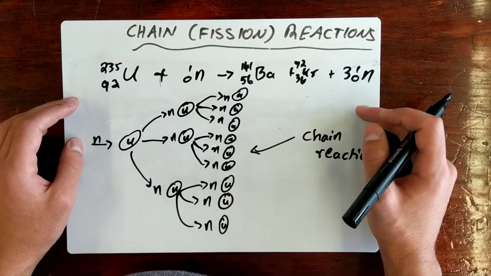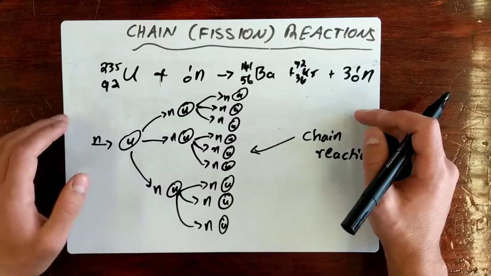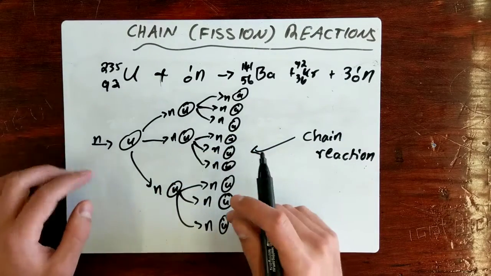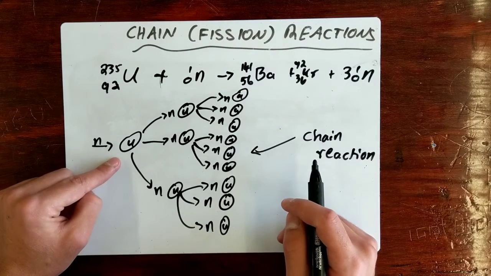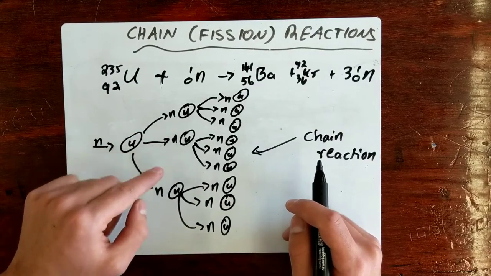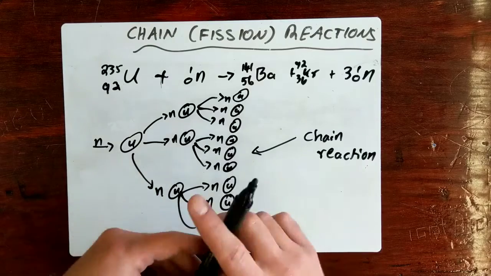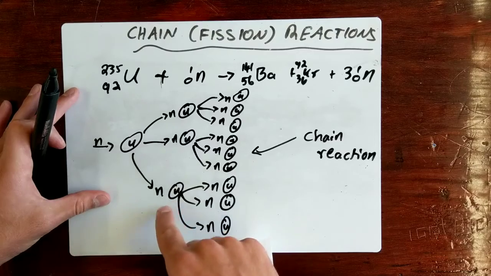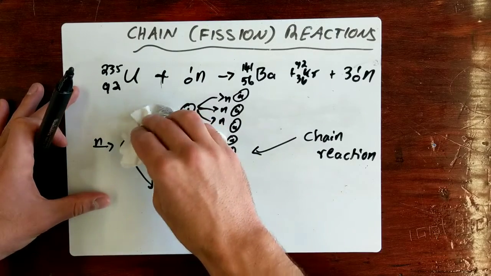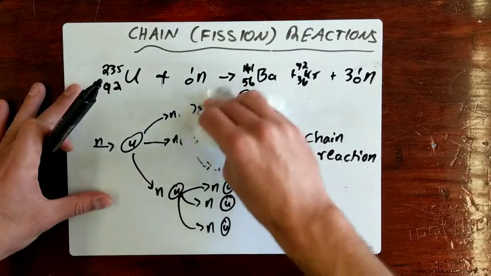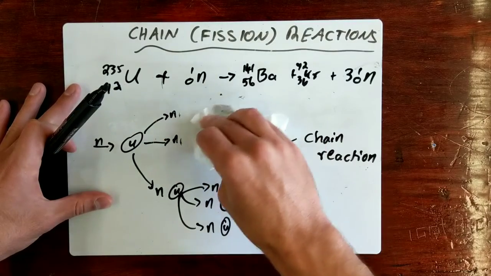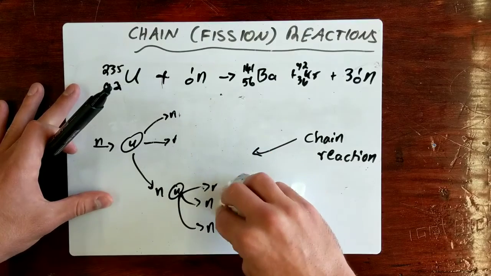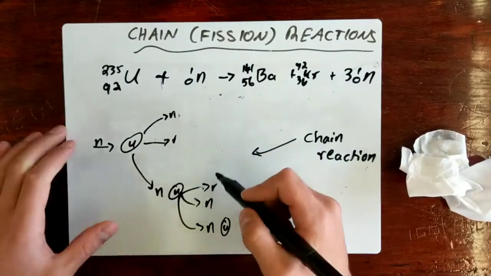On the other hand, if I can somewhat control this reaction, let's say I can make it so that each uranium nucleus, when it releases the 3 neutrons, only one of those neutrons is actually absorbed by a further uranium nucleus, then the chain reaction will look more like this. And it will be a little bit more controlled.